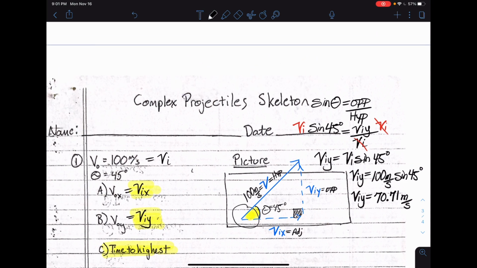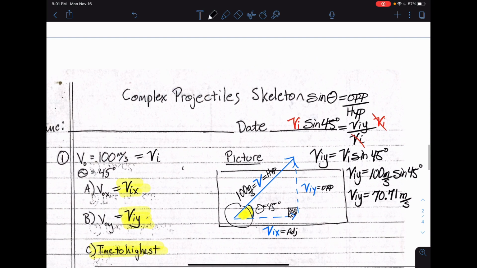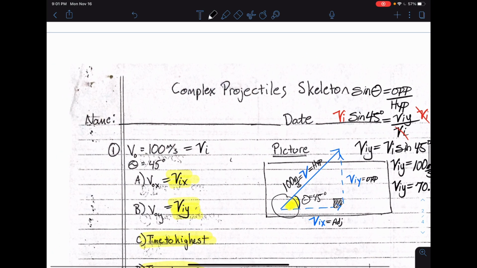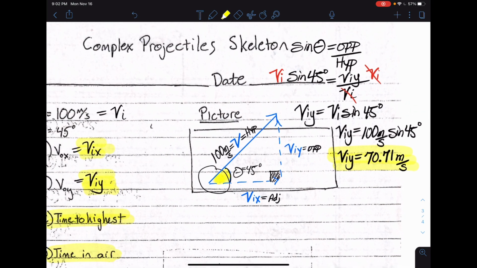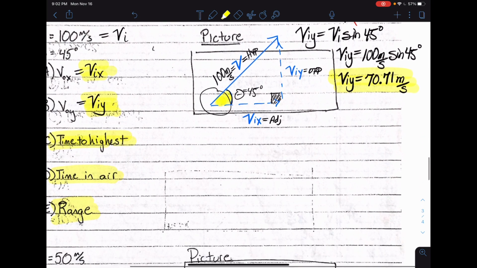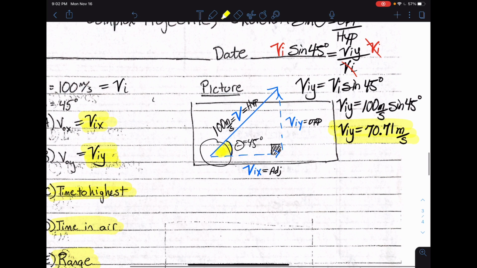Is that what we were supposed to solve first? Apparently it was Vix. My bad. All right, that's okay. So that was part B we did first. All right, let's go do part A now. We'll do the same exact thing. If I run out of room here, that's okay. I'll just add a page in.